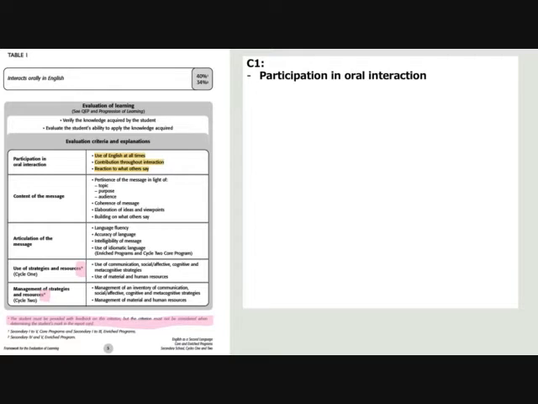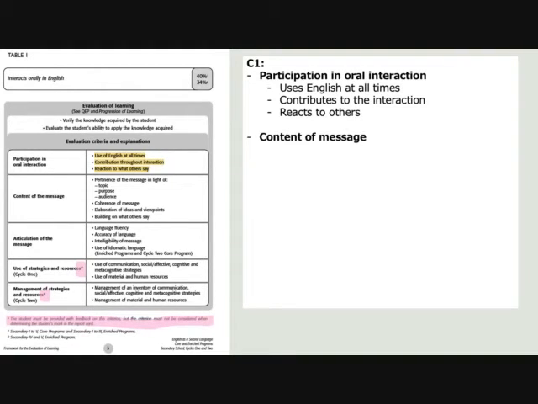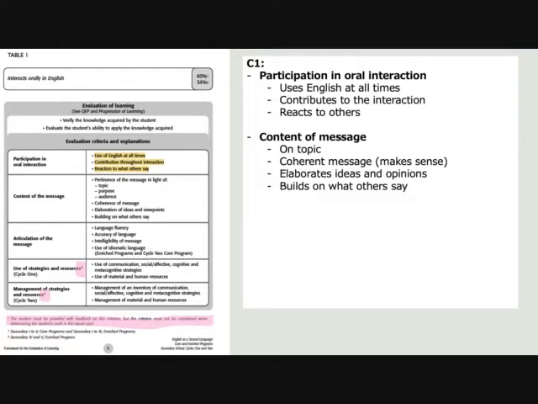So just to recap, in C1 we're doing participation in oral interaction, which is things like, are they using English? Are they contributing to the interaction? Are they reacting to each other? We can grade them on the content of their message. Are they on topic? Does their message make sense? Are they making an effort to elaborate their ideas and opinions, not just saying, I agree, but I agree because? Are they building on what others say?